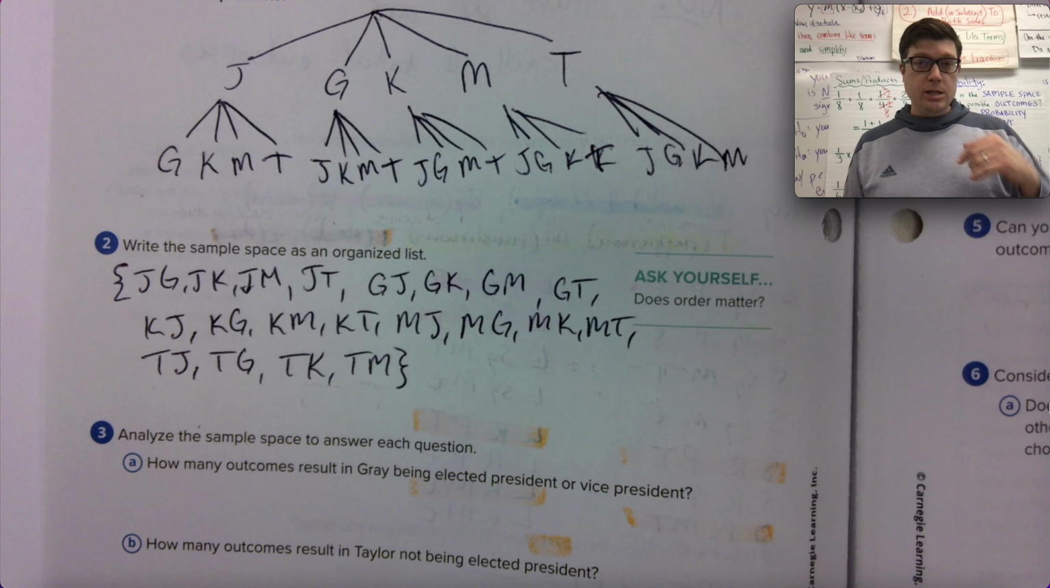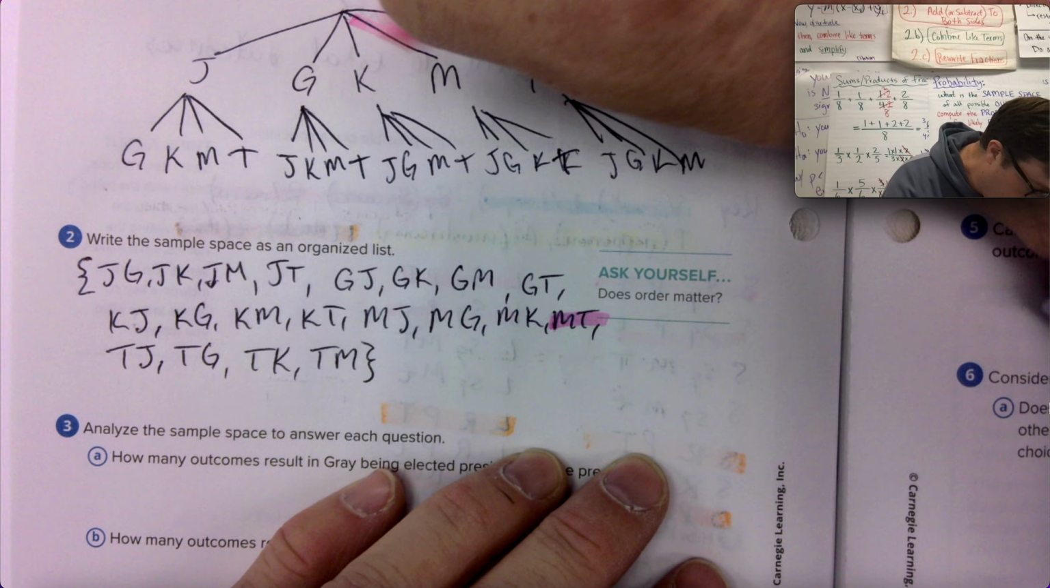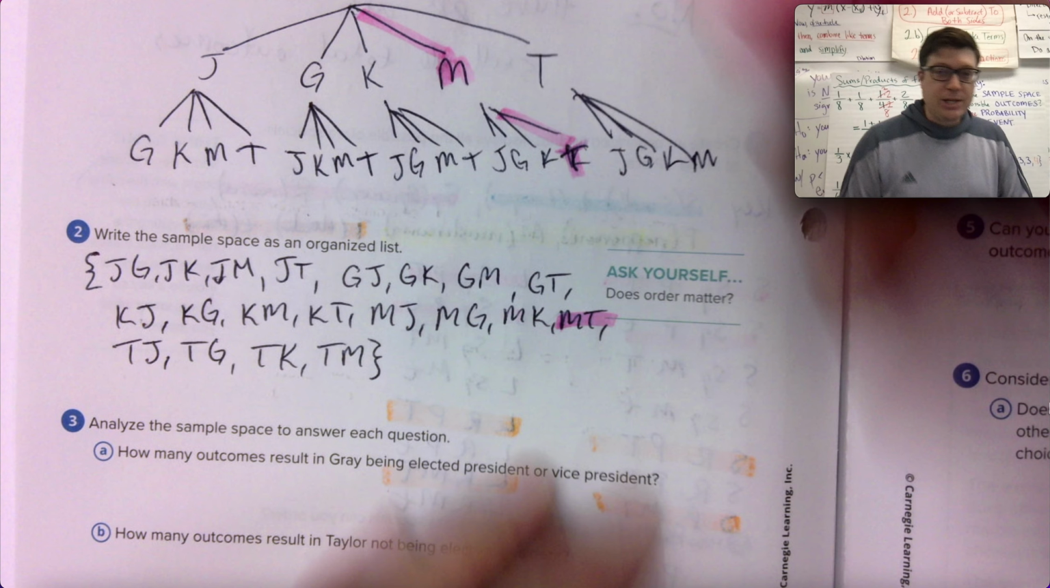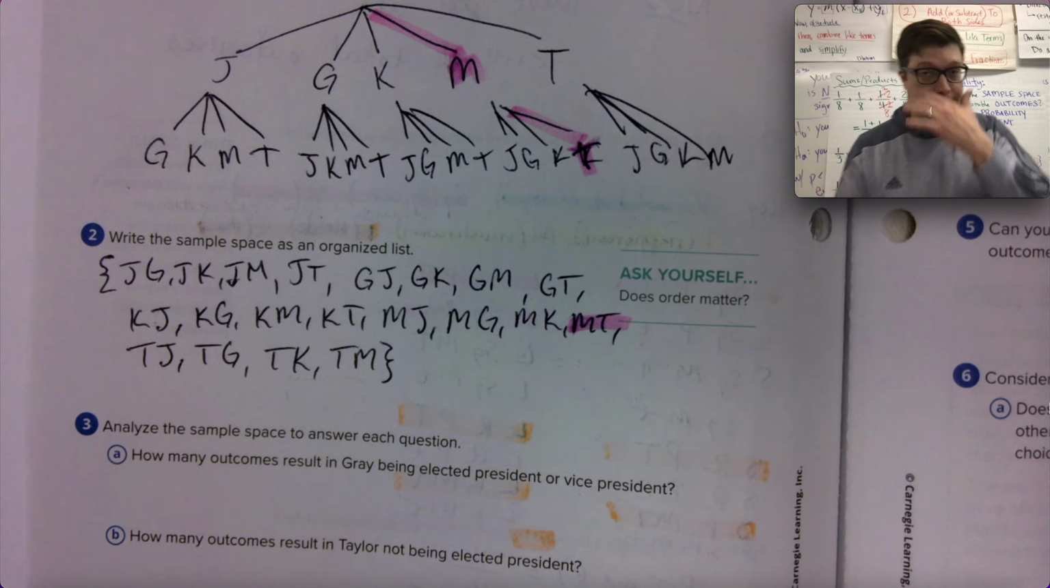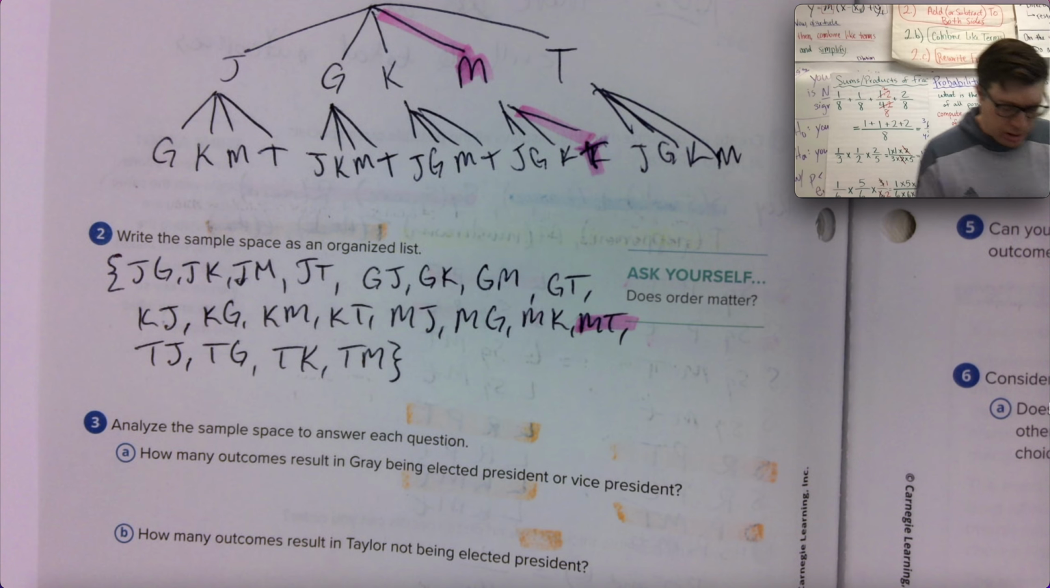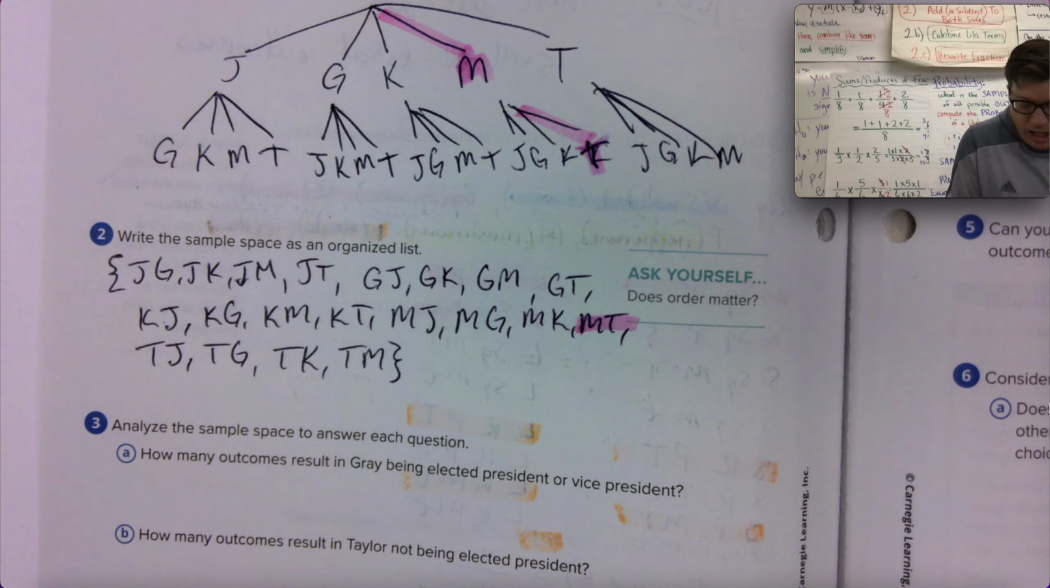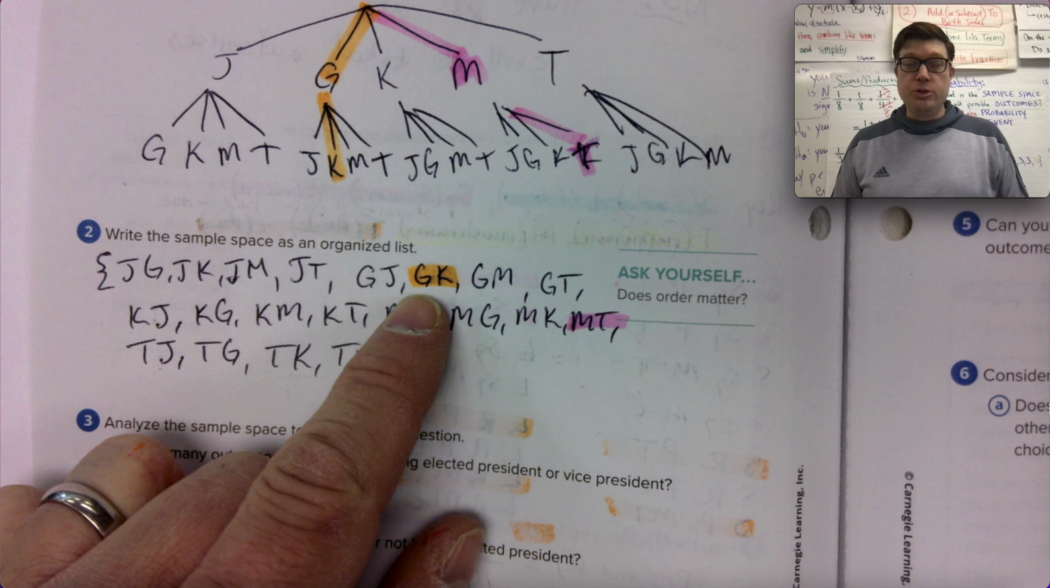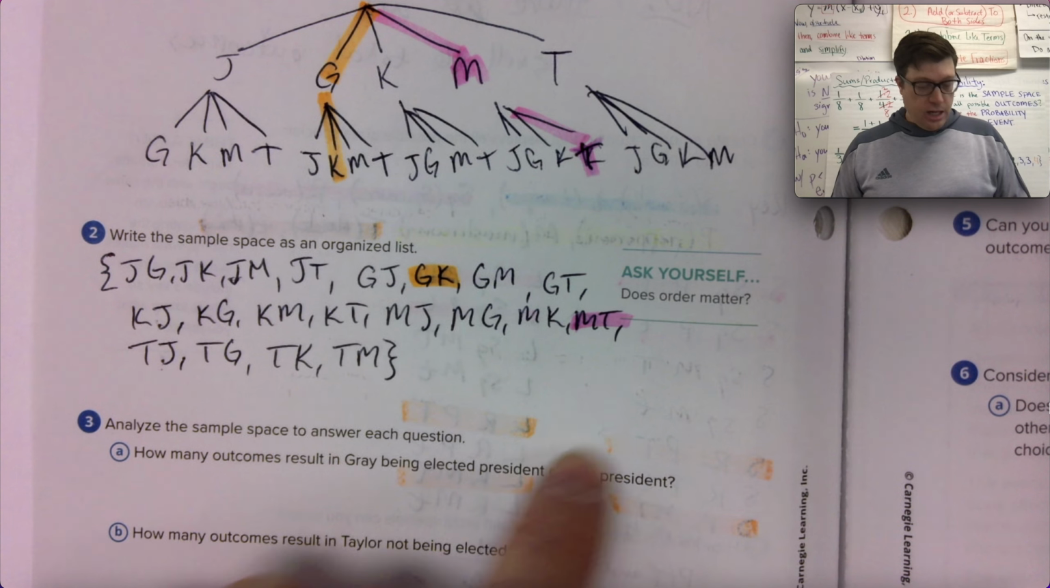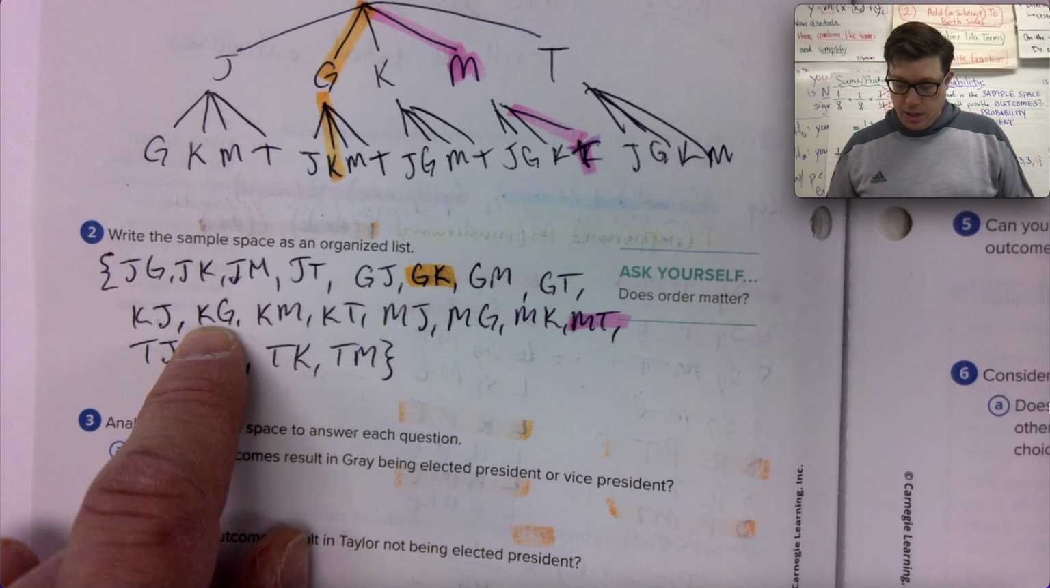JG, JK, JM, JT, GJ, GK, GM, GT. It's following a specific path down this branch of the tree diagram so that we should be able to find every single branch in the ordered list. Like if I find Gray and then Kelly, that would be GK. I guess order does matter, because if you say GK, that would assume G is president, K is vice president, not the other way around where we say Kelly and then Gray. That means order technically does matter here.